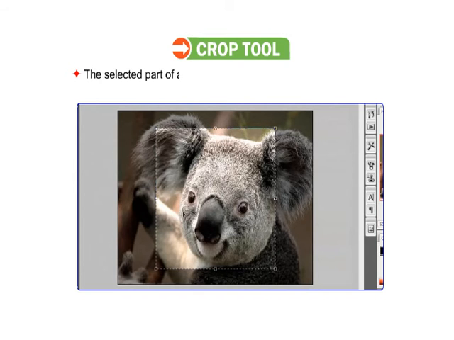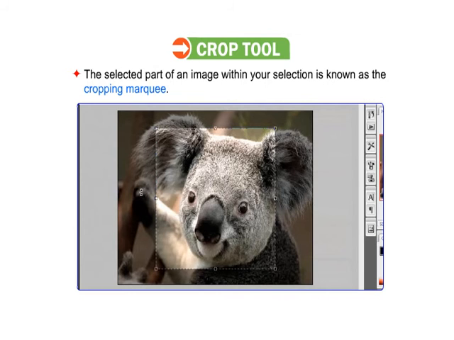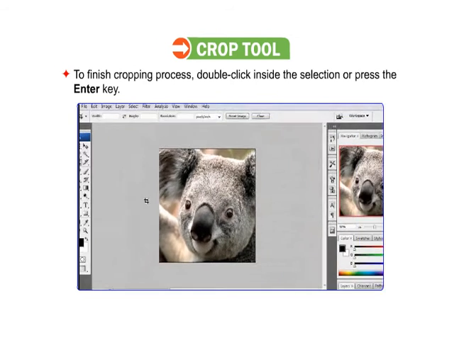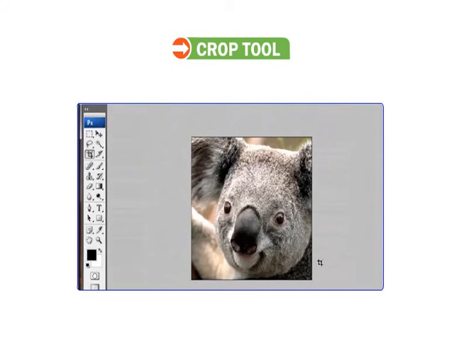The selected part of an image within your selection is known as the cropping marquee. The area outside the cropped area appears dark. To finish cropping process, double-click inside the selection or press the Enter key. You will find the selected image is cropped.